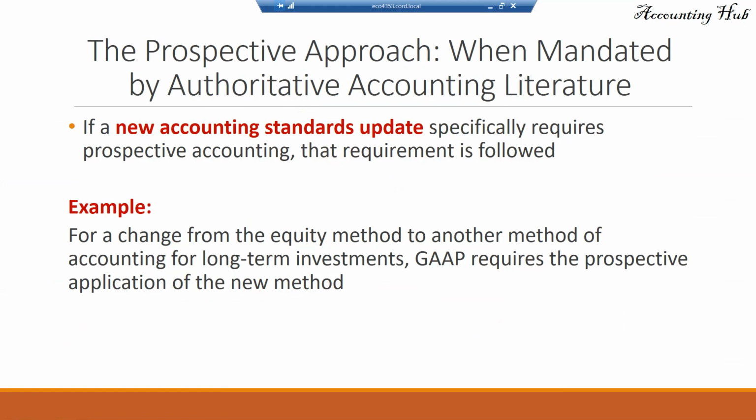Or the prospective approach when mandated by an authoritative accounting literature. So only when it's mandatory. If a new accounting standard update specifically requires prospective accounting. So that is not by choice, only when it's mandatory. Okay, for a change from the equity method to another method of accounting for long-term investments, GAAP requires the prospective application of the new method, for instance. Okay, so here only when it is required.